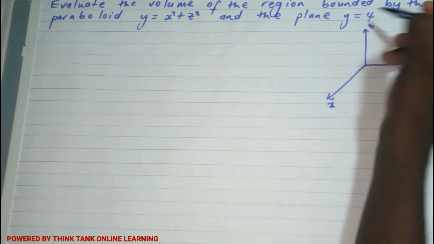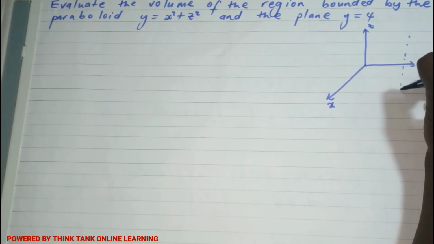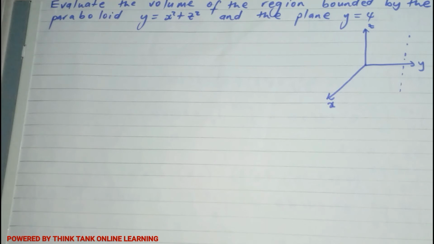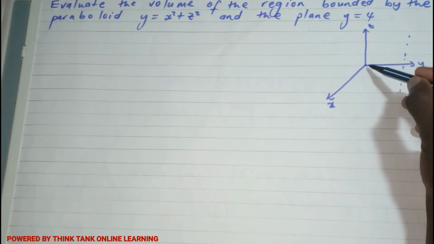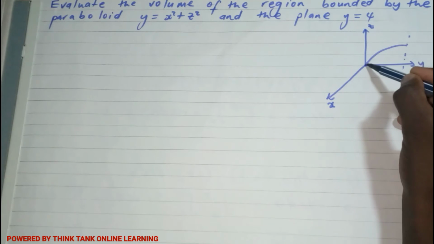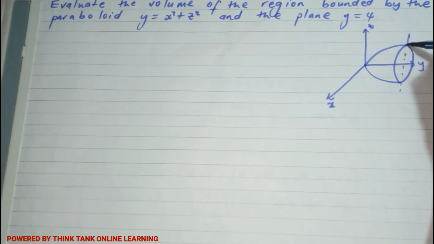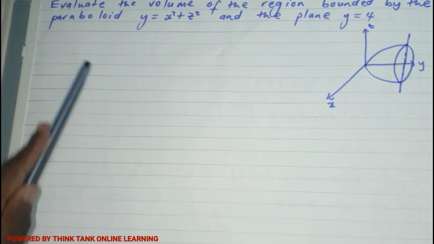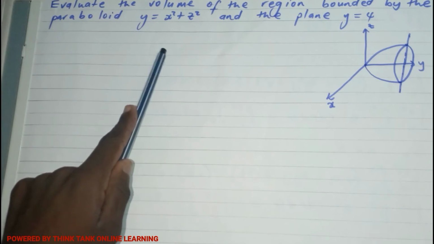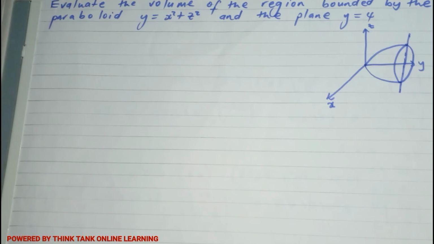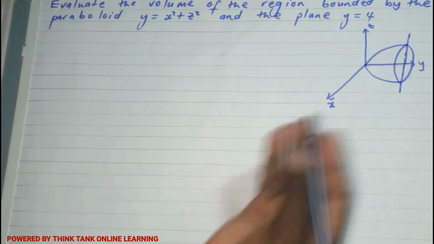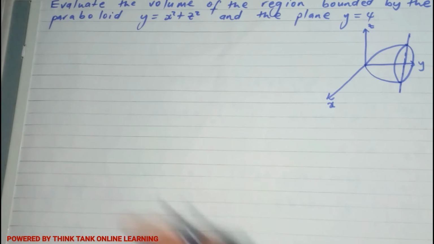For the plane y equals 4, I'm going to draw it with a dotted line. This is the plane y equals 4. Then for this paraboloid, I'm going to have something that looks like this. This is the plane, the bound. So this is the paraboloid I'm concerned about. I've said that in most cases you'll be given the paraboloid as z equals, so now I'm going to treat y as z, simple.